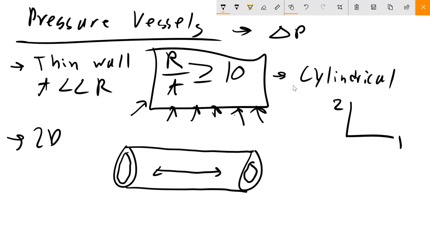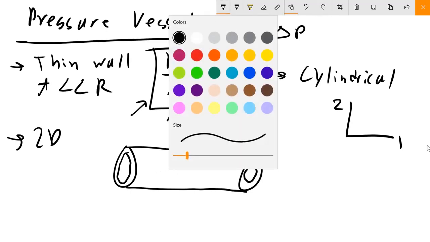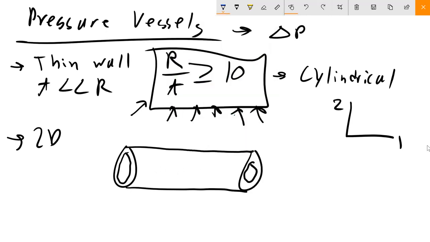And actually, let me change color so that we could be clear on that. So I'm going to go to red. I'm going to have stress along this direction. So it's going to push out and push on the caps. We call this the longitudinal. And I'm going to have what's called a hoop stress or circumferential stress. So we'll talk about that in a second.